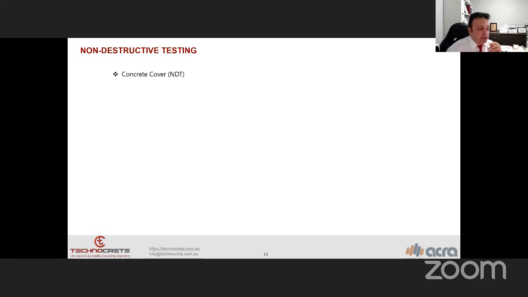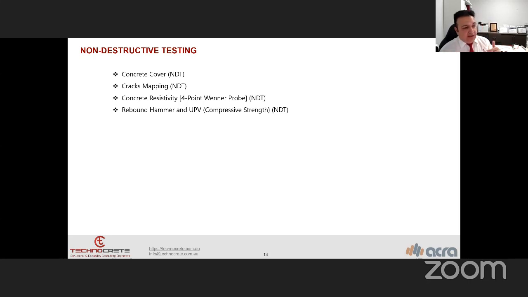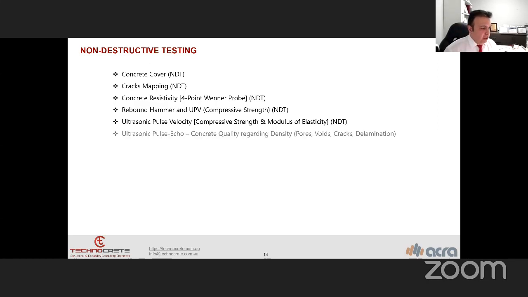Then normally we do concrete cover measurement and crack mapping. Crack mapping means all three elements: length, width, and depth. And concrete resistivity measurement, rebound hammer, and UPV, the combination of which is called the SONREB method, to achieve the concrete compressive strength and modulus of elasticity directly by using ultrasonic pulse velocity. Then with the ultrasonic pulse echo test, we can assess the concrete quality in terms of density. We can see the pores in the concrete, voids, cracks, delamination.